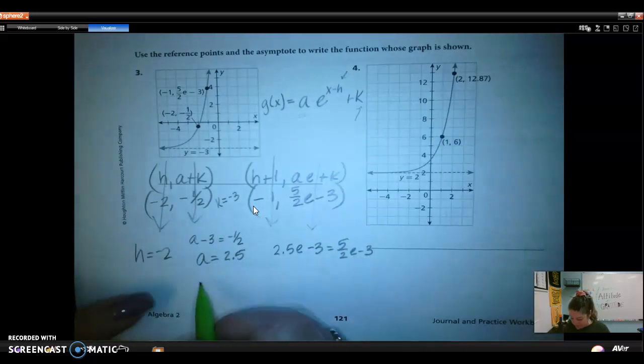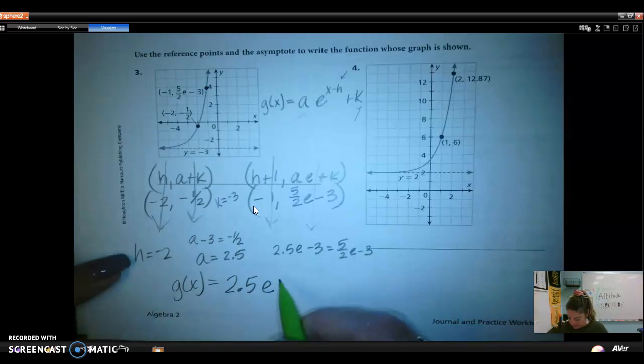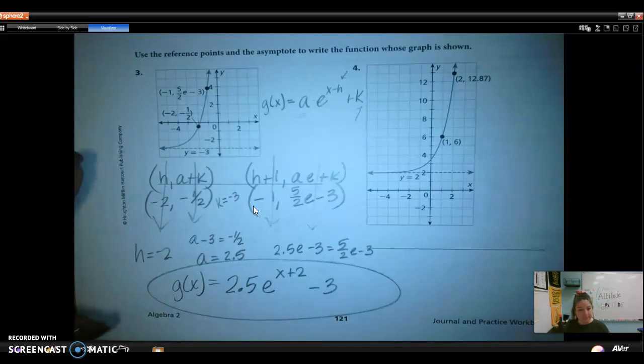Okay, all right, so when we go to write our answer, we get a. You can write 2.5 or 5/2, doesn't matter, times e to the x minus h, so it'll be plus 2, and then plus k, and since it's a -3, minus 3. This one is going to be the exact same way, different numbers.